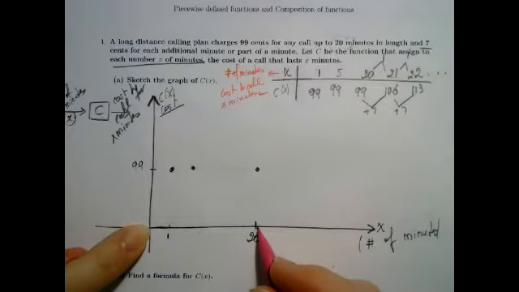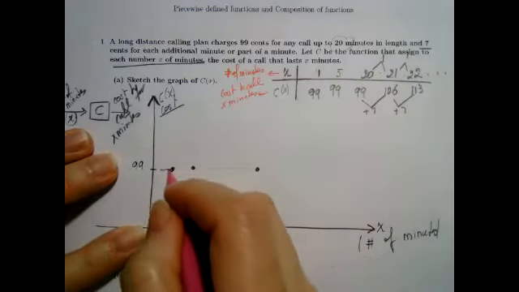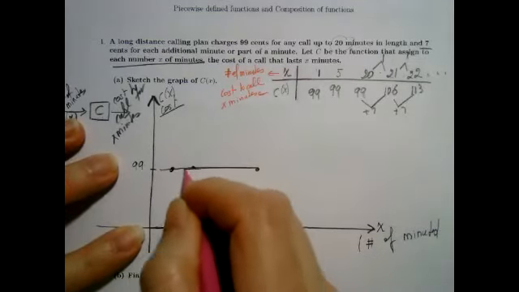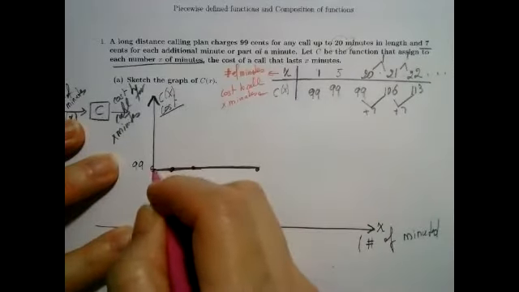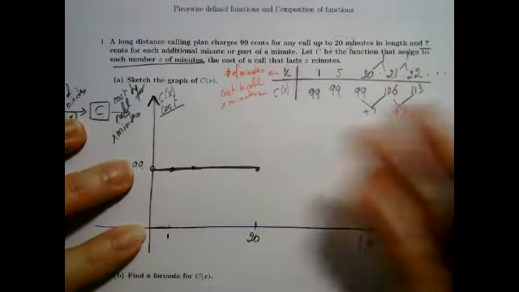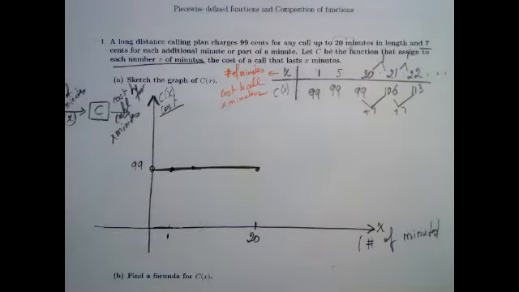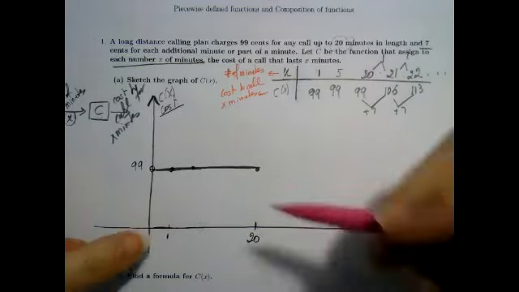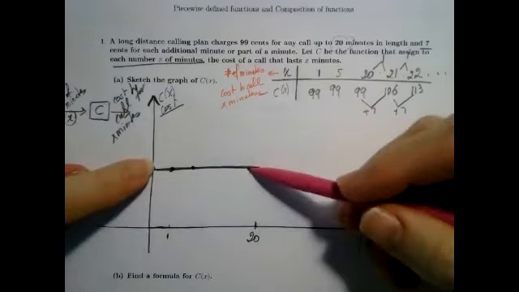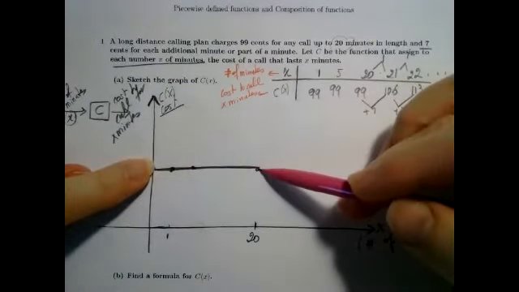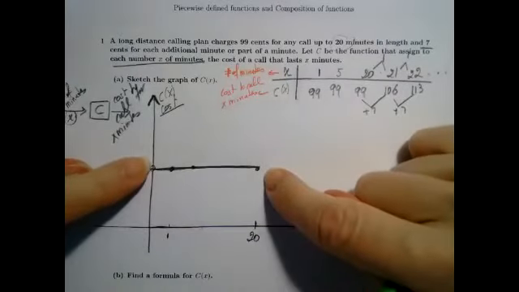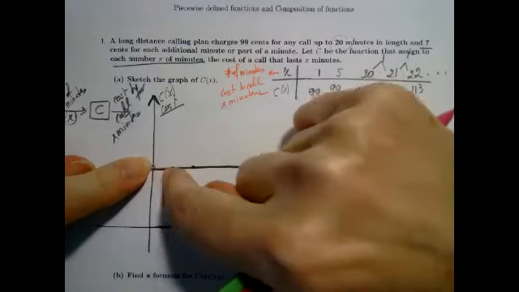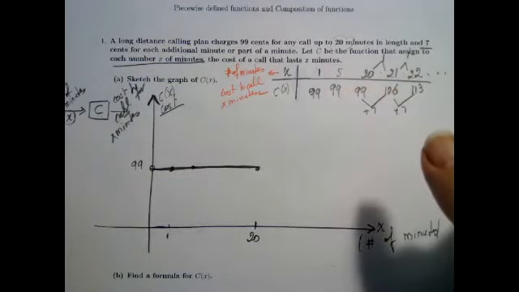So it's going to look like a line, correct? Exactly. That's what I want. It's not only those points, it's the whole line. At 0, I'm going to leave it open, because at 0, if you don't call, there is no cost. So let's not worry about x equal to 0, but everywhere else you have an output, which is 99. So the function is constant. Between 0 and 20, the function is constant. It takes the value 99 cents.